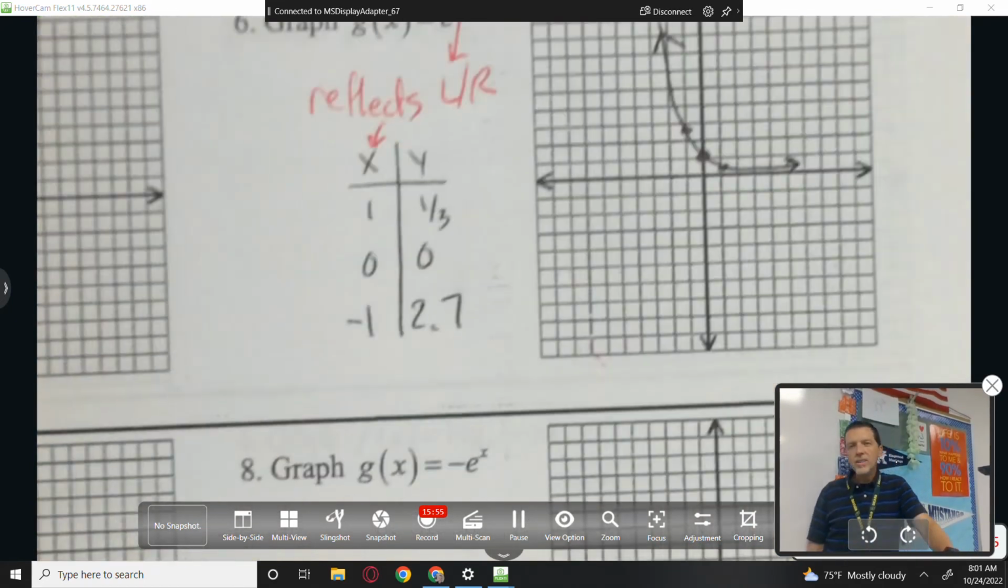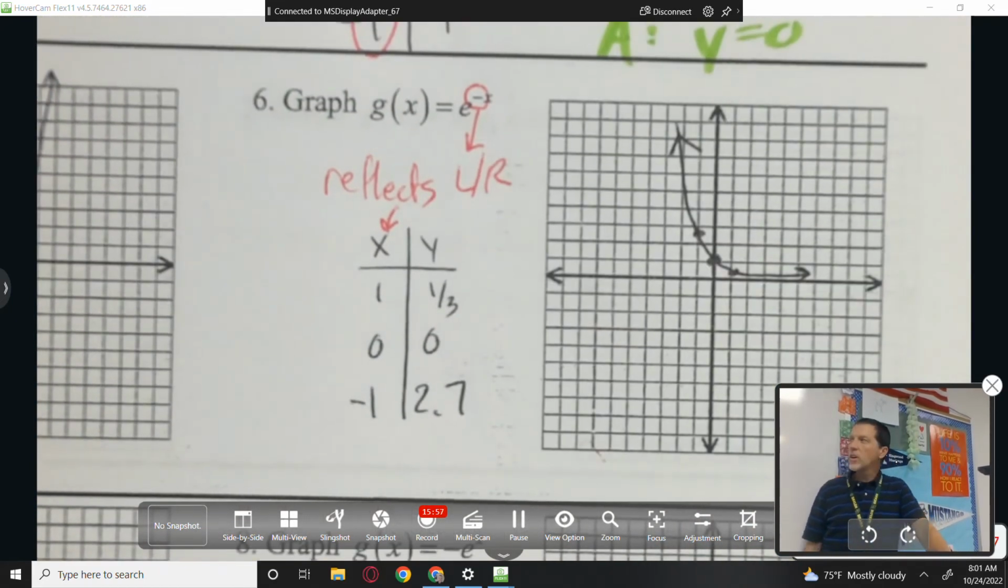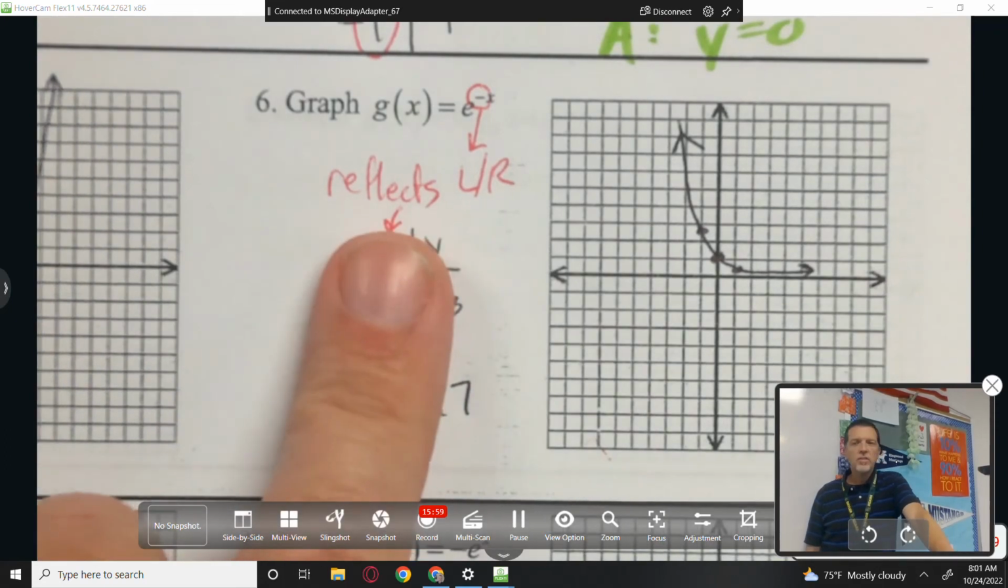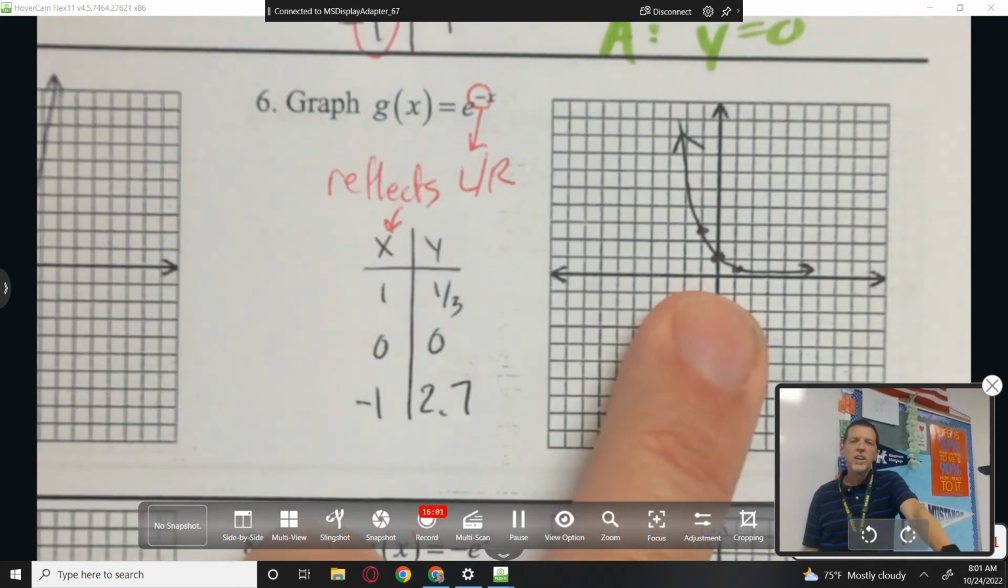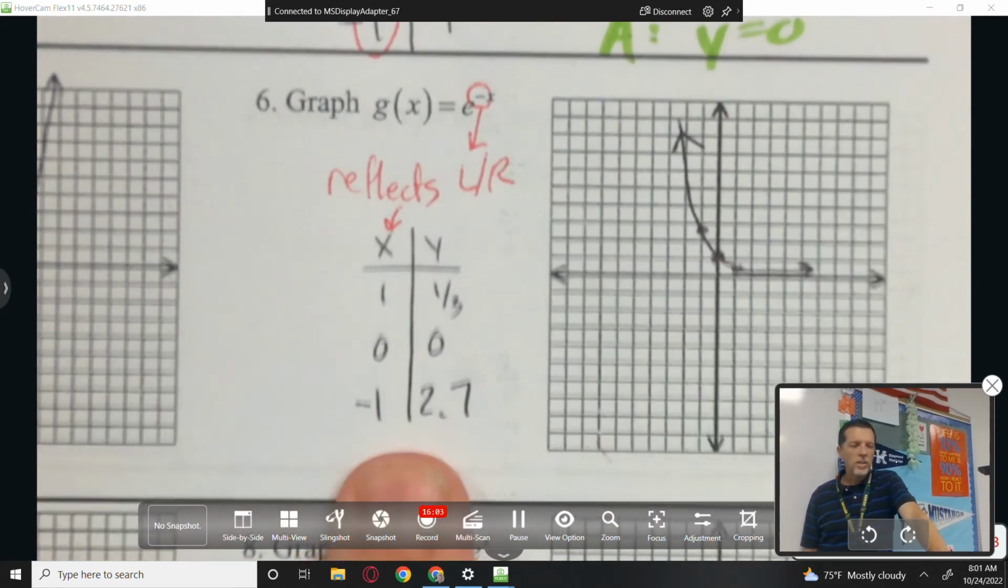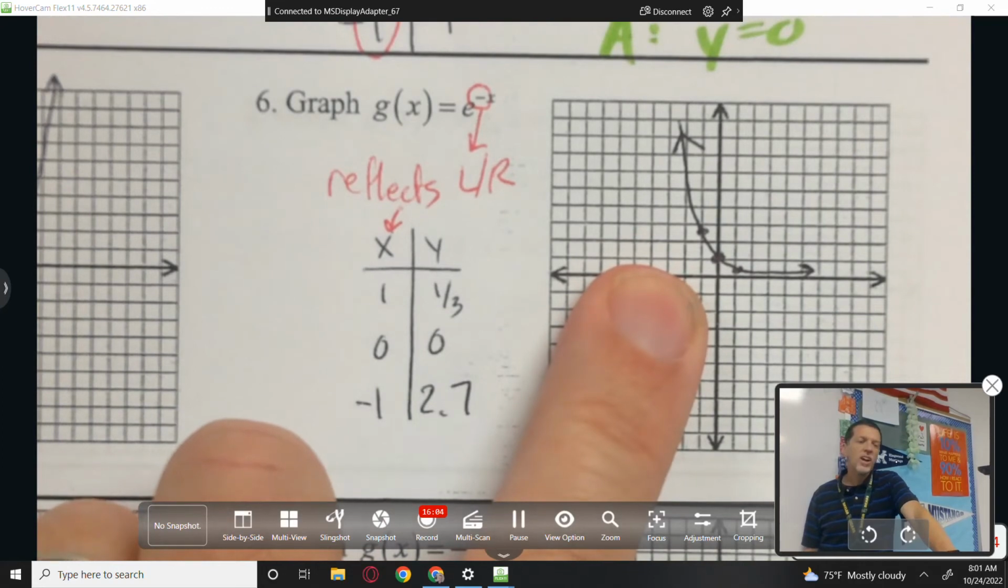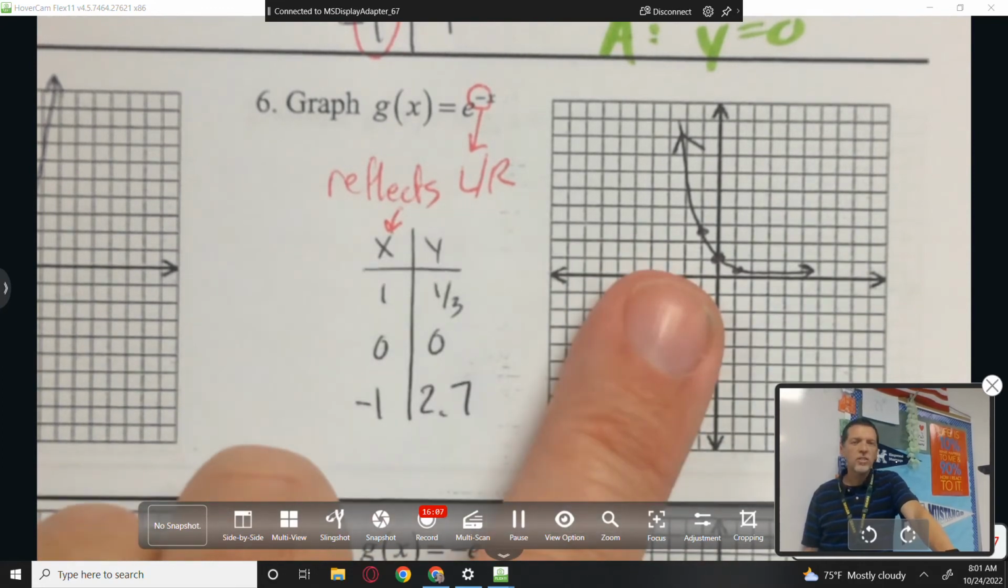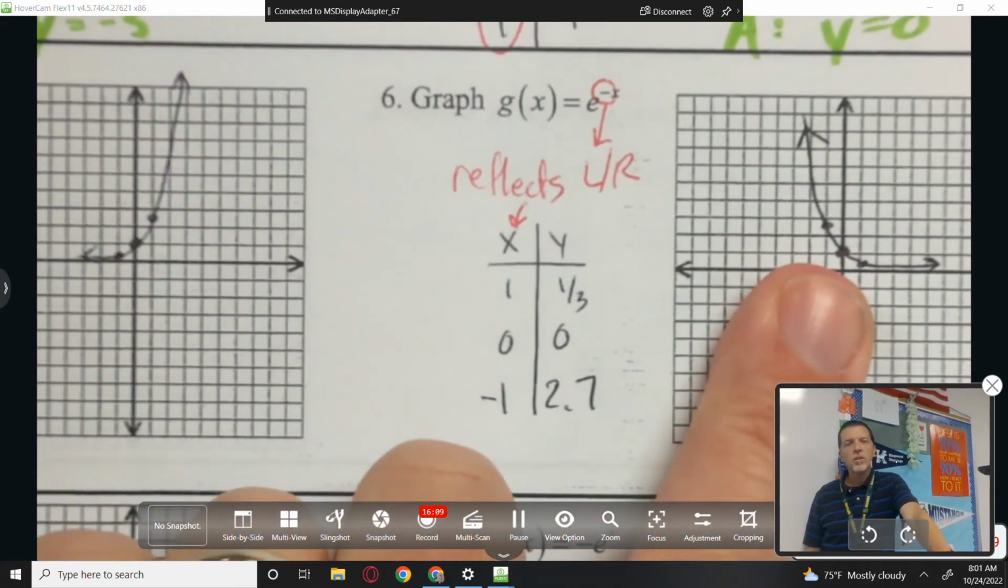So I like to write the table out, graph it off the table, and then use that reflects left and right as kind of a check. So write the table, draw the graph, and then check that, yes, that's a left-right reflection from what we started with in number 5.